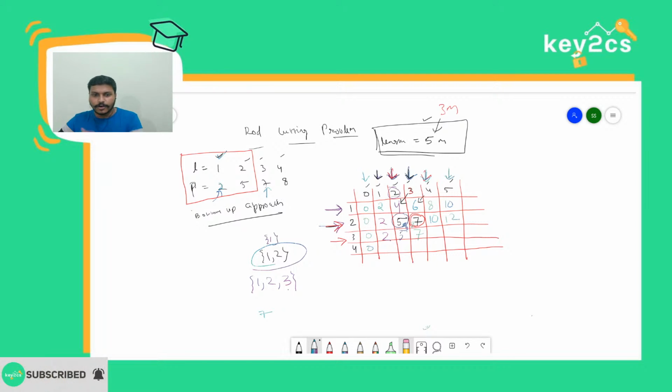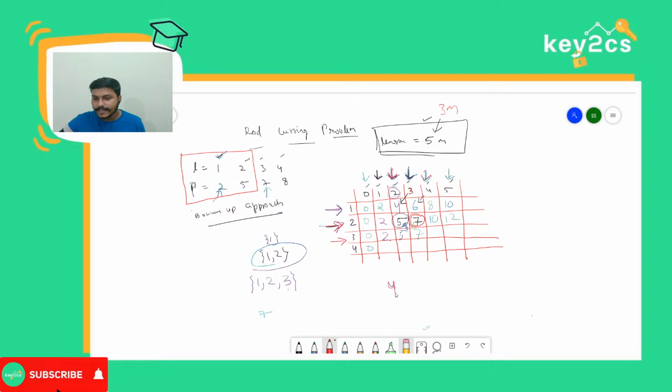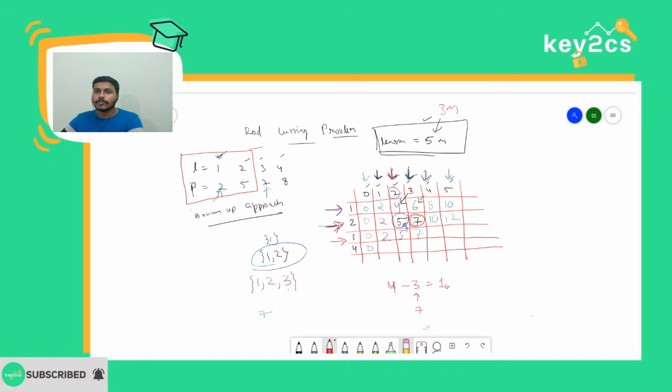Okay, moving on, you are required to make length of 4 meter. Can we take a rod of length 3 meter? Yes, answer is yes, we can take. So if I take a rod of length 3 meter, what is the profit I'll make? The profit I'll make is 7. Remaining length needed is 1. From 4 meter I have taken already 3 meter. 1 more meter I have to make.